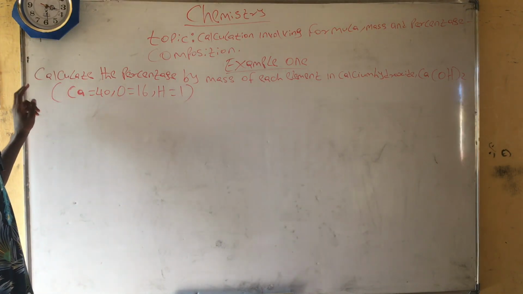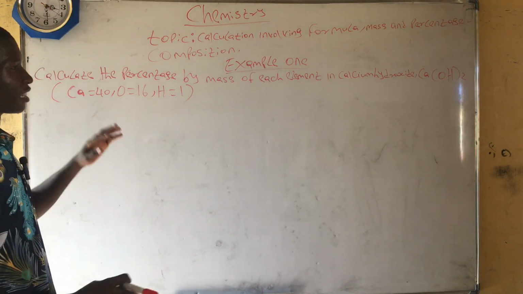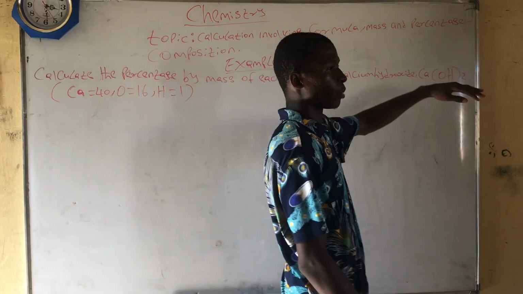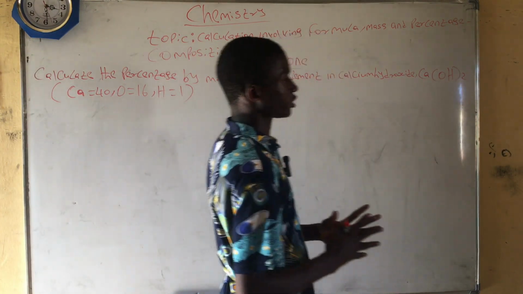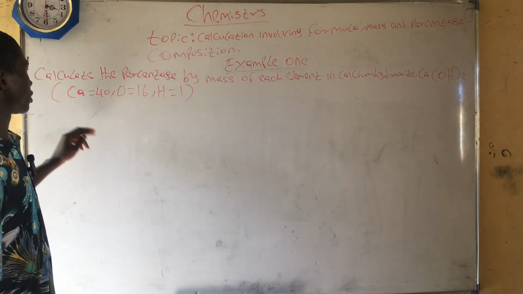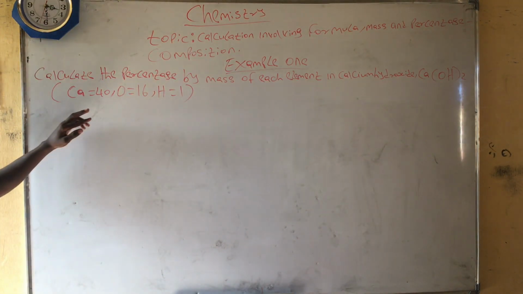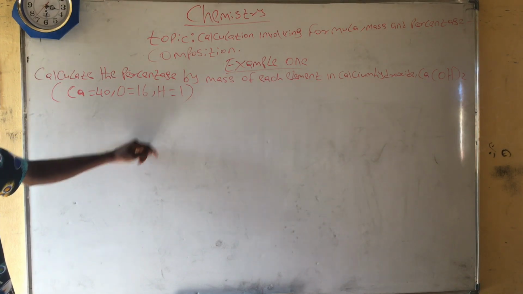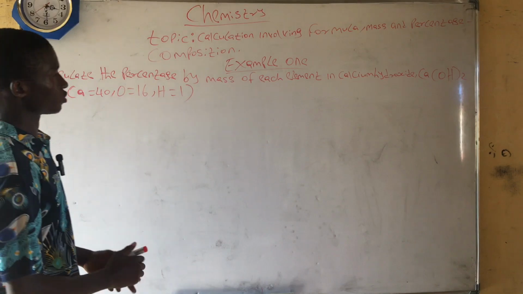In calculating percentage composition, first understand the question. It says calculate the percentage by mass of each element in this compound. So we calculate the percentage of calcium, the percentage of hydrogen, as well as oxygen.